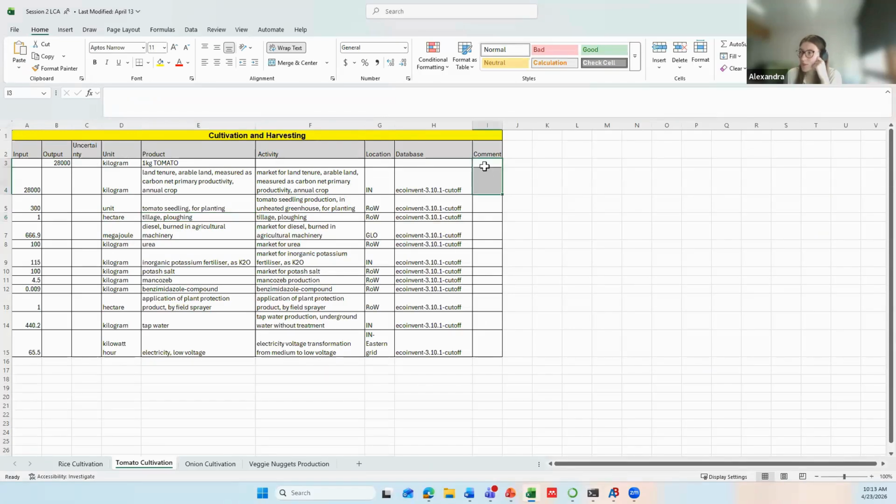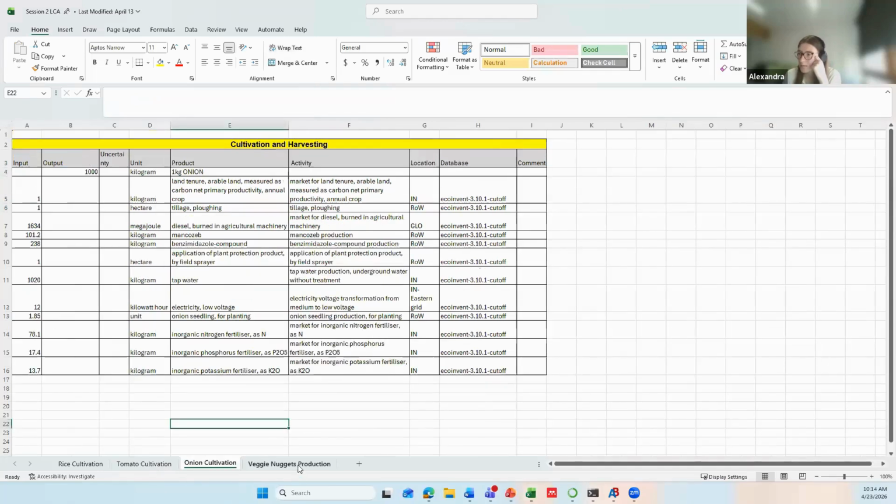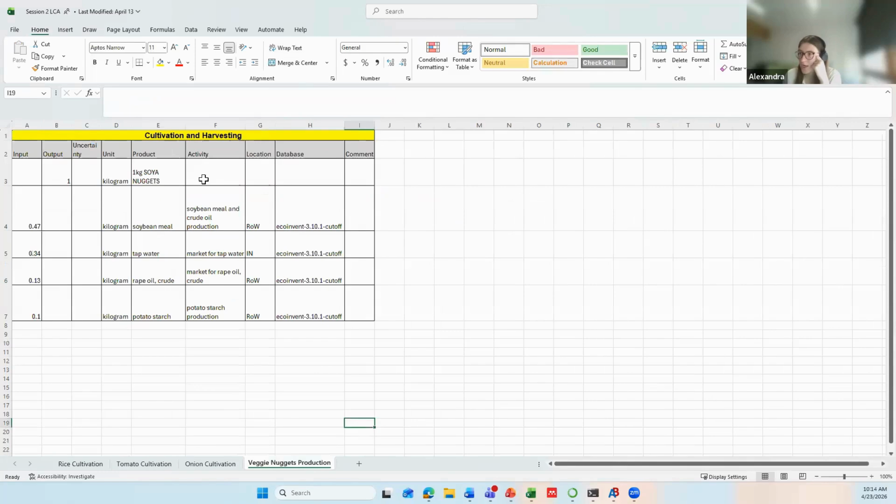Here in the comments, you should do as I say, not as I do. You should put the reference, just in case afterwards you need to consult that, just to make sure. Same with onion, and in this case also soya nuggets. You will have to include.